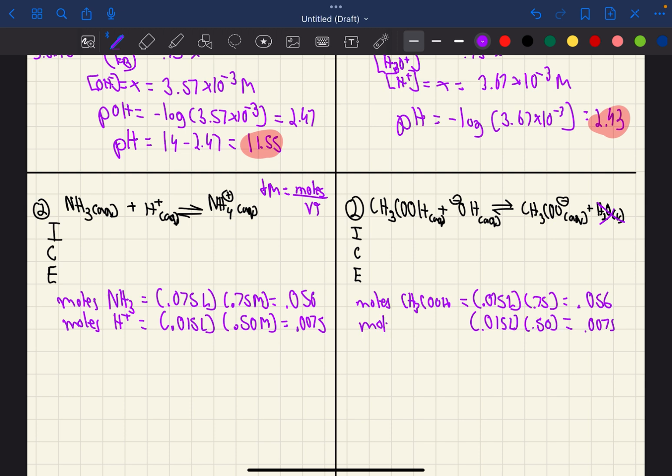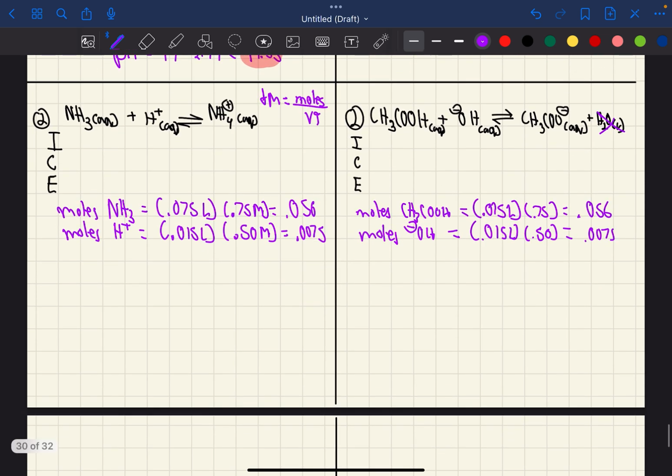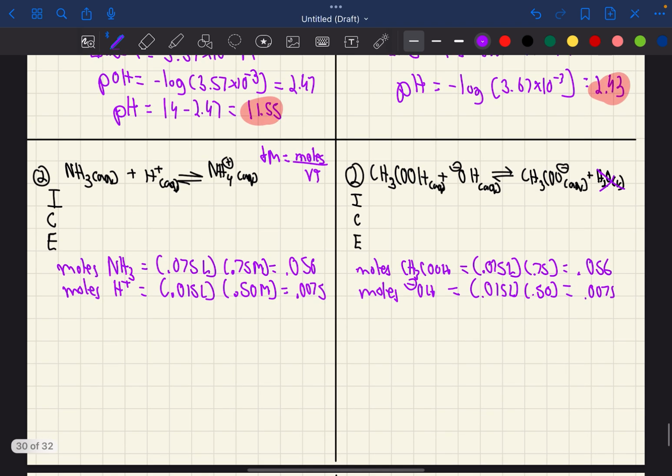So moles of your OH, though, that's the only distinction here. You make OH, right? Because you used NaOH and therefore you added OH minus, right? That's a distinction that you have to make. And then you get your moles of both of these. And what you do with them is you plug it in your ice table, right?